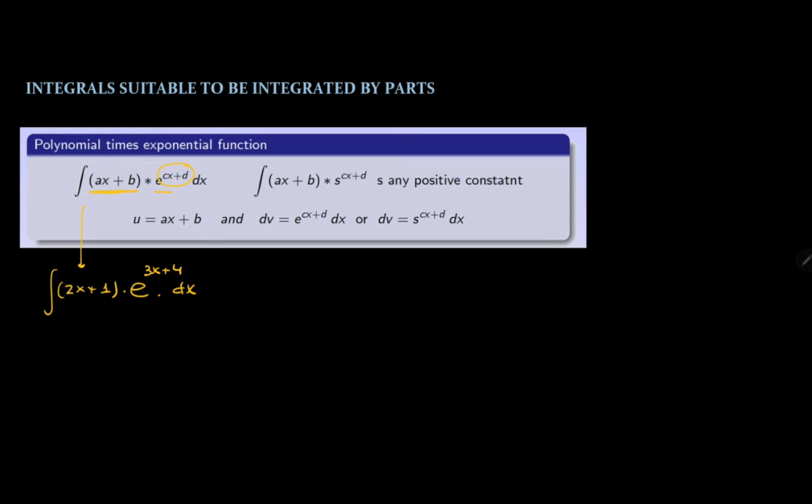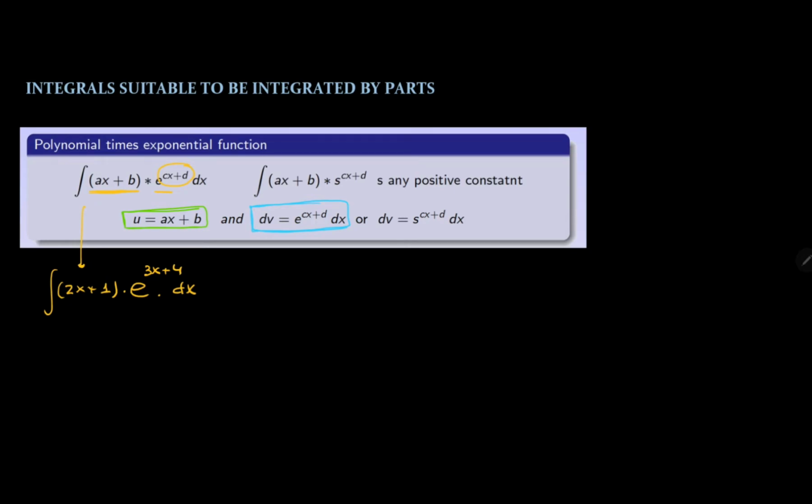And according to this structure, u is always going to be the polynomial expression multiplying the exponential, and the dv is always going to be the exponential plus the dx.